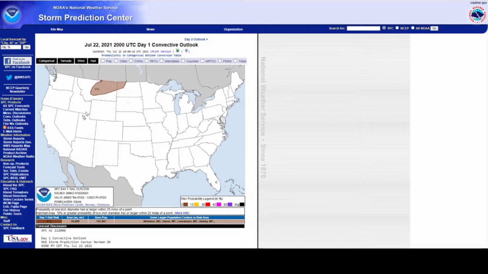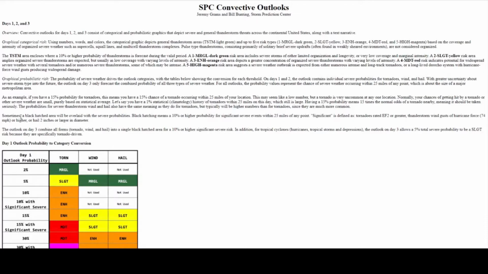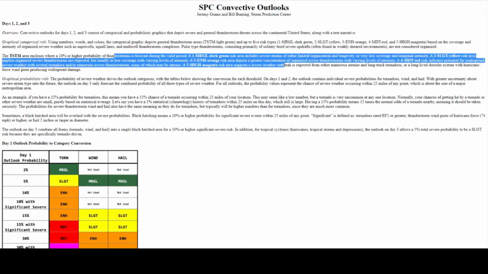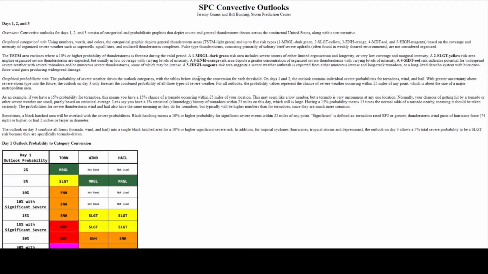And last but not least is hail. This one goes 5%, 15, 30, 45, 60, just like wind. It has significant. This one is 10% or greater probability of 2-inch diameter or larger hail within 25 miles of a point. Before I get into examples of showing different days, I'm going to go through what issues an outlook and how you get to a high risk or moderate risk or enhanced risk level.